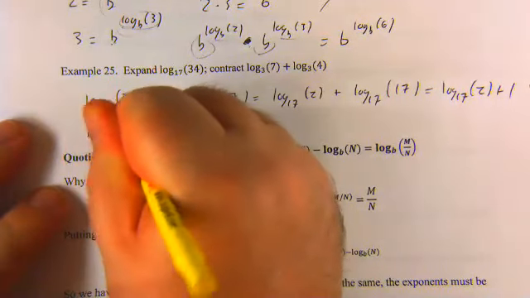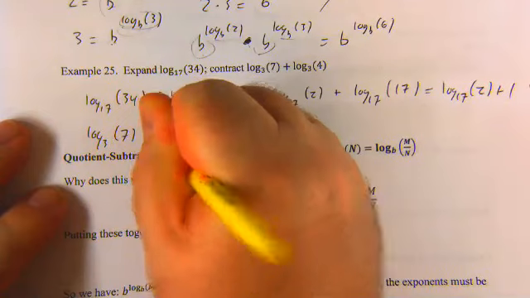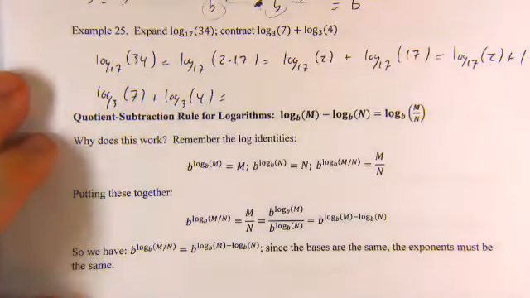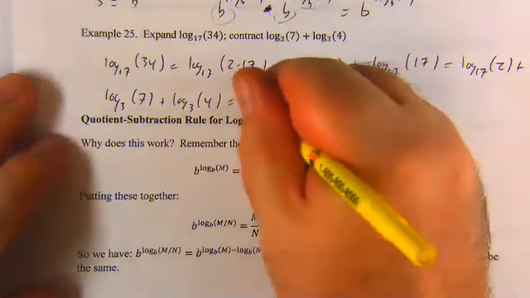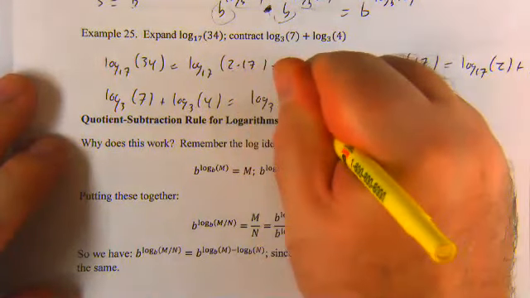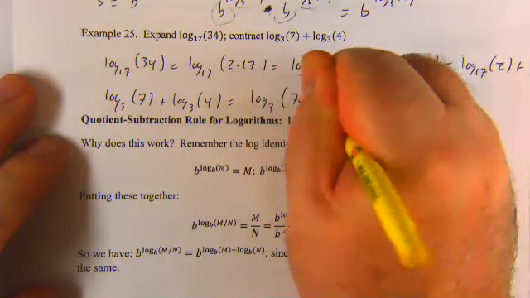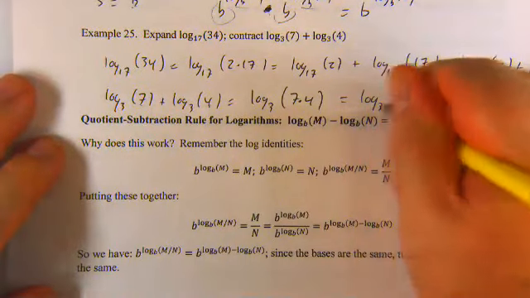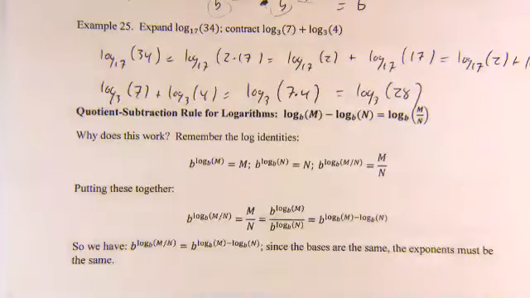Log base 3 of 7 plus log base 3 of 4. Same base, so that means we can contract it. It becomes one logarithm, and we get the number inside the logarithm by multiplying the 7 times the 4. So we get log base 3 of 28. So two logarithms added together can be combined. One logarithm that's got a product inside can be split into two.